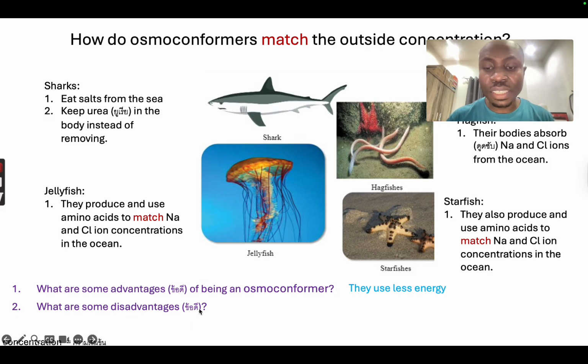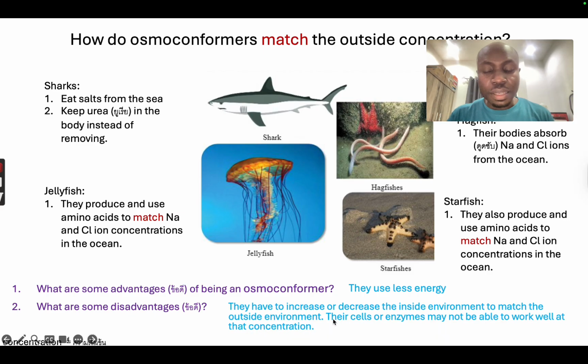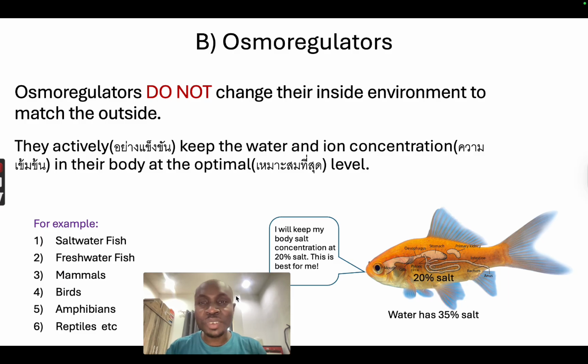Next, what is the disadvantage? Because they have to increase or decrease the inside environment to match the outside, sometimes this can affect their cells or the enzymes in the cells, because enzymes work at a special concentration. If the concentration is too low or too high, it can affect the enzymes and they cannot work. This is a very big disadvantage for osmoconformers. The next group of animals we're going to look at are osmoregulators.